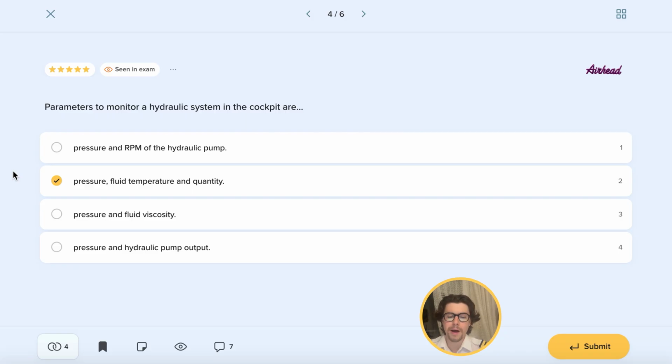And of course, the hydraulic pump output, we do not monitor this directly, but we can get an indirect reading via pressure and fluid temperature, which are taken from right after where the pump is.